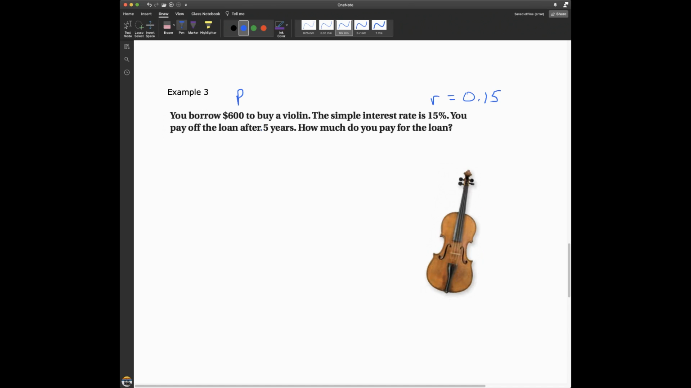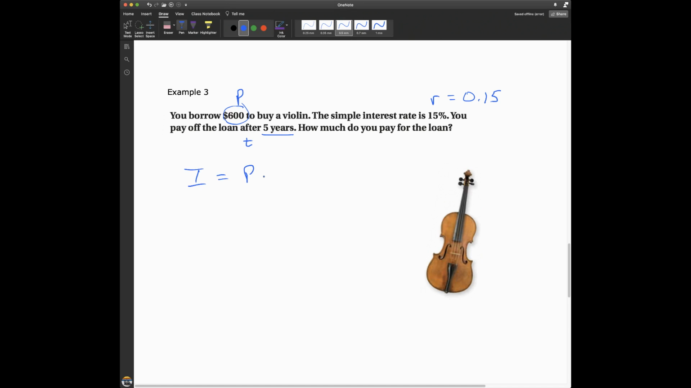And you pay off the loan after 5 years. How much did you end up paying for the loan? So you are going to pay more than that. The bank gives you that, but you're going to pay them back more. Okay. So we still use the same formula.